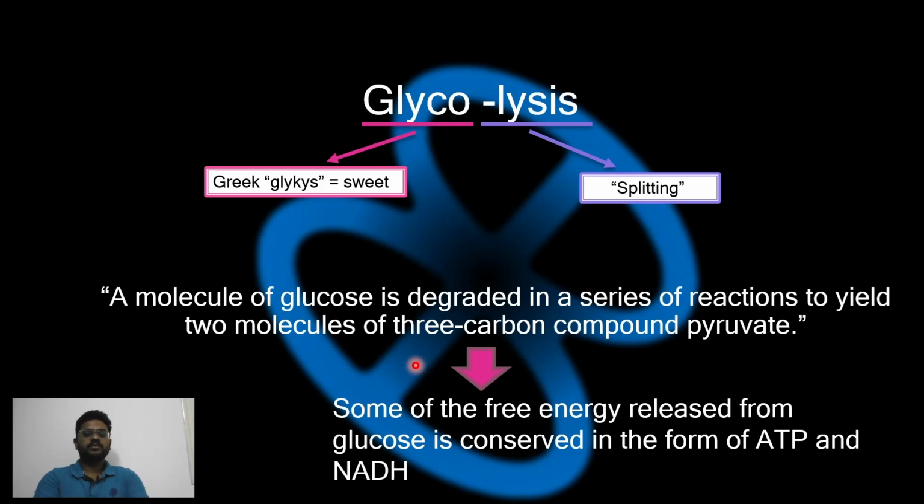Now, some of the free energy released from glucose is conserved in the form of ATP and NADH. So throughout this process, what we are going to see is that this glucose is a fuel. It contains a lot of potential energy between its bonds, and we are manipulating these bonds. We are rearranging them and manipulating them in order to create ATP and NADH. So that is the basic funda.